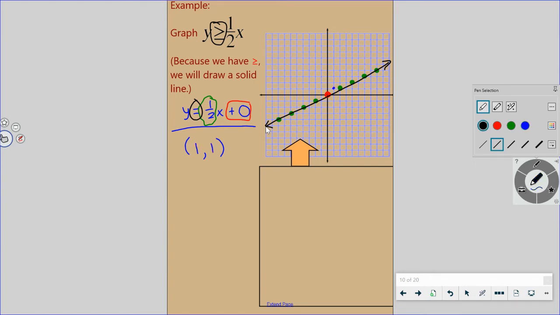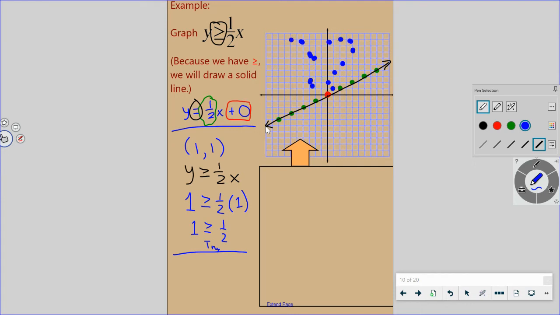So back to the inequality, y is greater than or equal to 1/2 of the input value, x. Let's substitute 1 in for x, and let's substitute 1 in for y. Half of 1 is a half. True or false? Well, that's definitely true. Which means, I'm going to go ahead and guess, and I hope I'm right, that if you try any one of those x, y ordered pairs, they're going to work, including the points directly on the line, right? Which is why we drew a solid line.